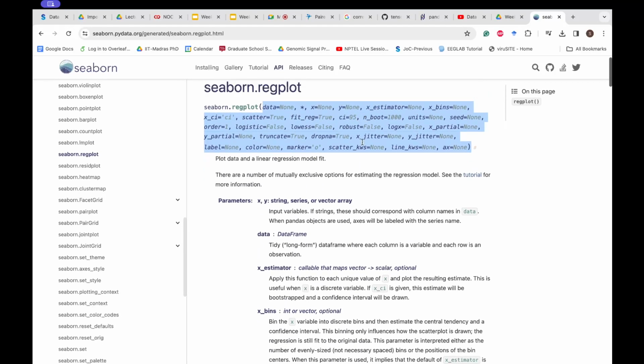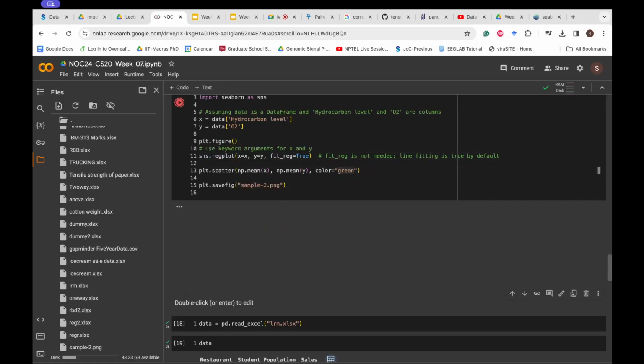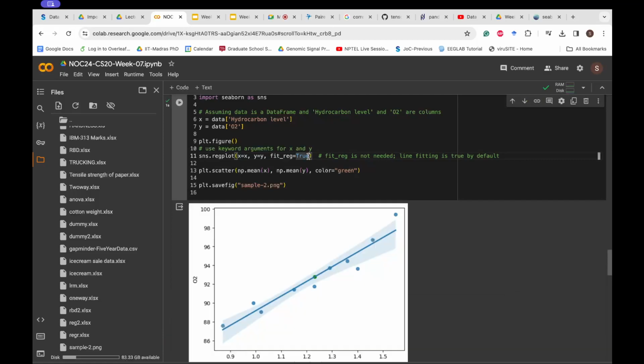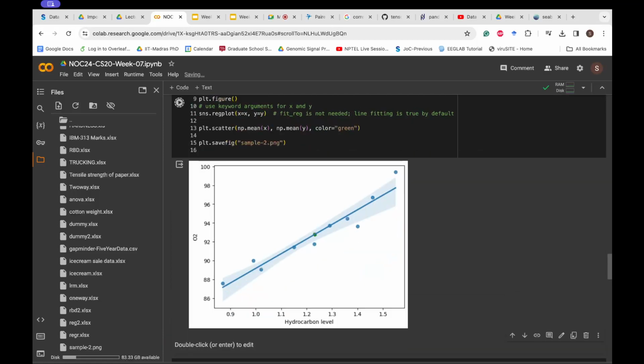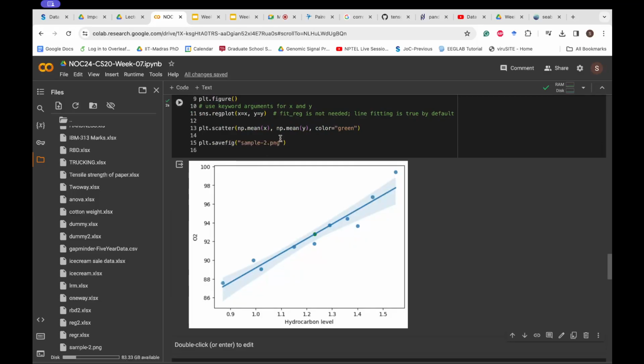So you will have to look into that and then accordingly work. In this particular Colab environment, it is using the latest version of sns.regplot, so you'll have to take care of that. Either you give these parameters like this, but this is true by default, so you need not give that as well. So you will have to look into the documentation if you come across such an error.